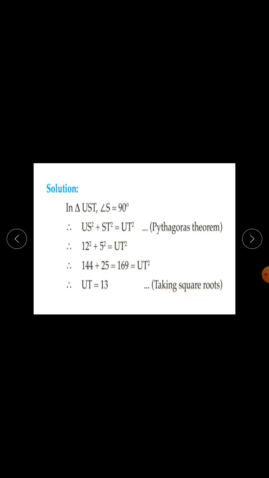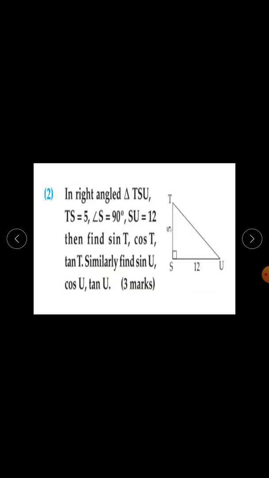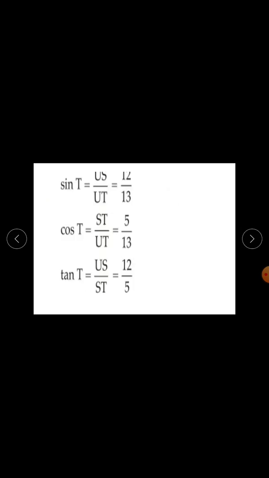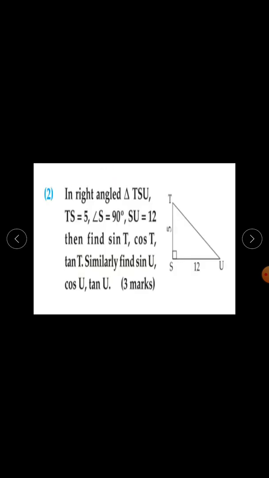Now taking square root. So 169 equal to UT square. Therefore UT equal to 13, because 13 square is 169 and square root of 169 is 13. Now this UT is 13. Now sin T. So first find out sin T. We know sine ratio means it is the ratio of opposite side upon hypotenuse. For T, opposite side is SU and adjacent side is TS. For U, opposite side is TS and adjacent side is SU, and TU is your hypotenuse because opposite side of right angle is hypotenuse.